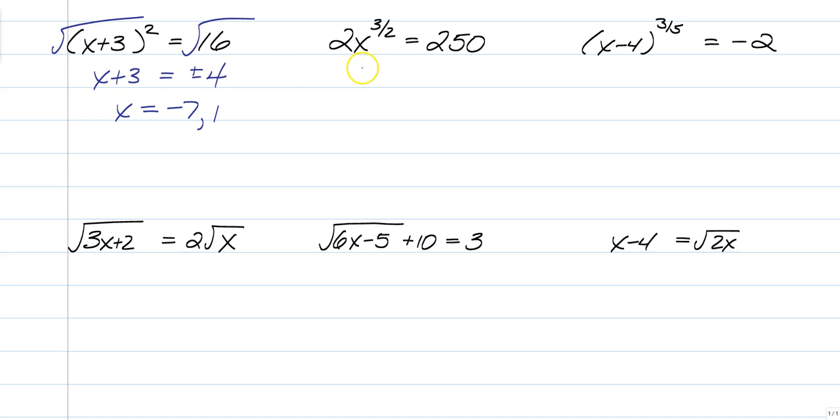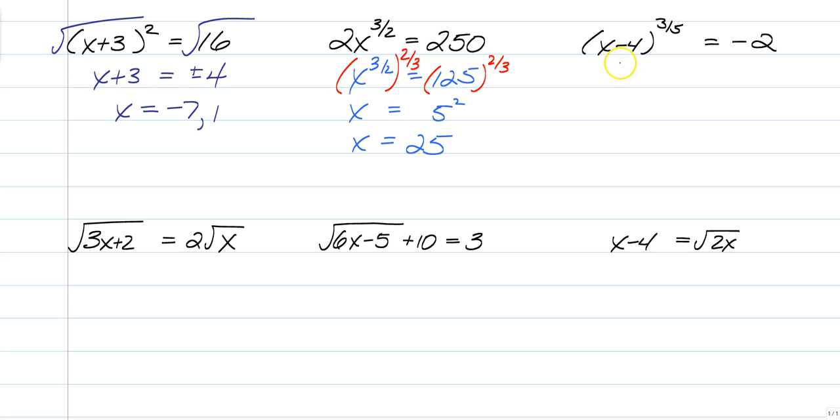First thing you have to do here is divide both sides by 2, so x to the 3 halves is equal to 125. Then, to solve, you need to raise both sides to the reciprocal power, so 2/3. So that's like saying the cube root of 125 squared. So we know the cube root of 125 is 5. So we have x is equal to 5 squared, which we know is 25. And again, you plug that in, it'll work out just fine.